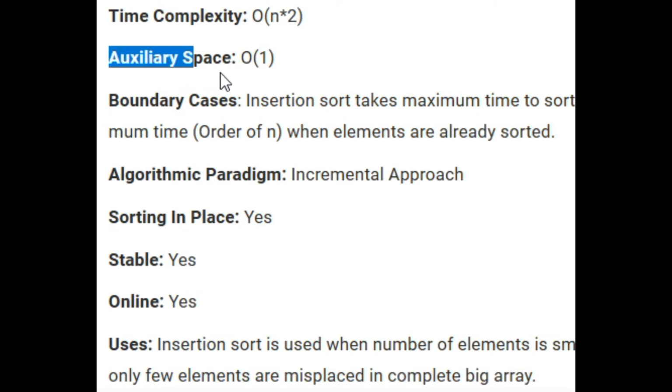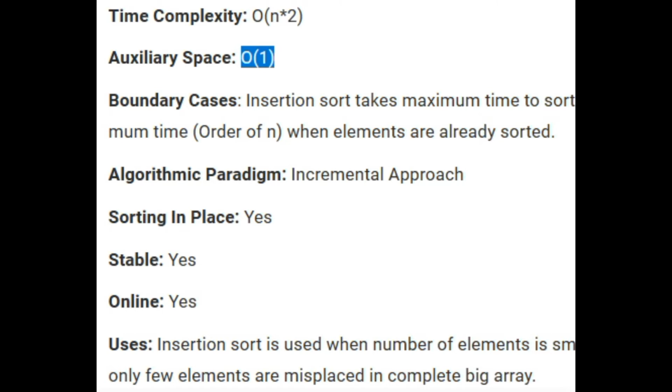In terms of extra memory that needs to be used, well, it's order 1, as in constant. So there's very low extra memory that is needed. The boundary cases. Insertion sort takes the most time if the elements are sorted in reverse order. And this is actually the same worst case scenario as bubble sort.